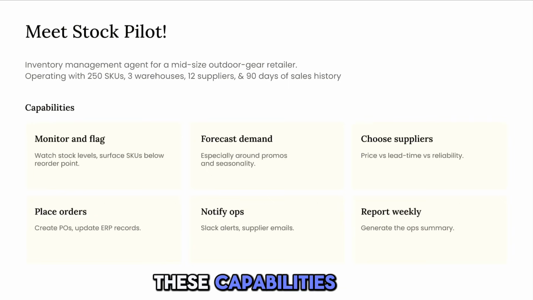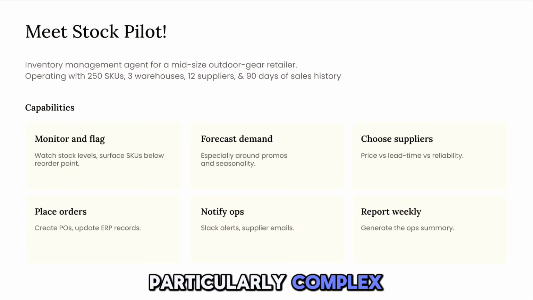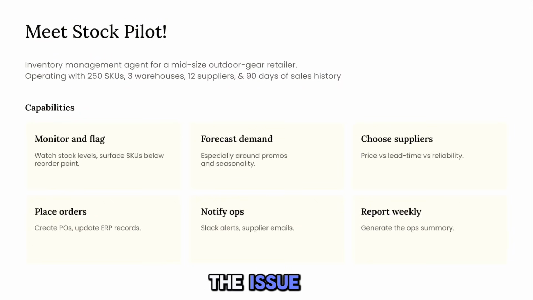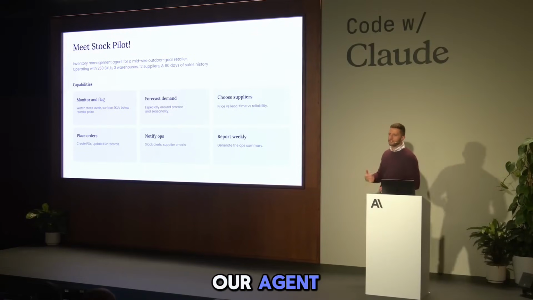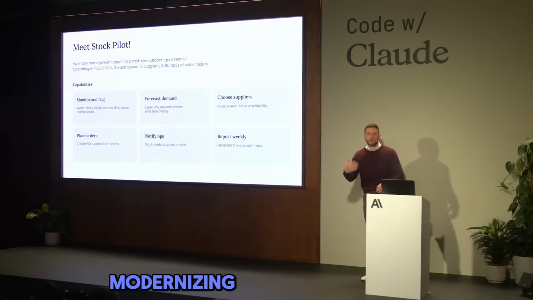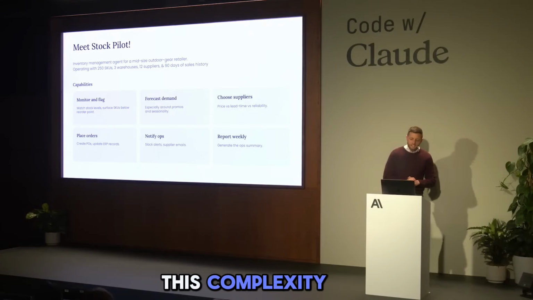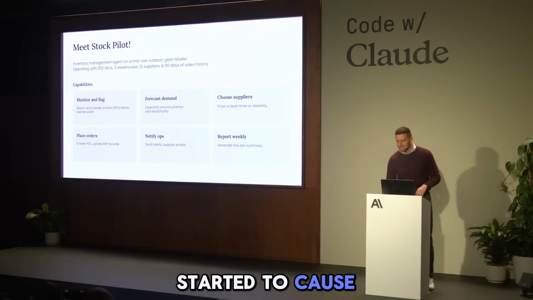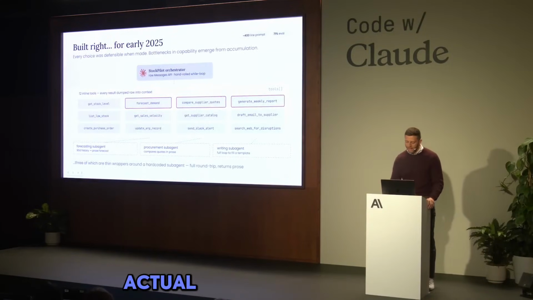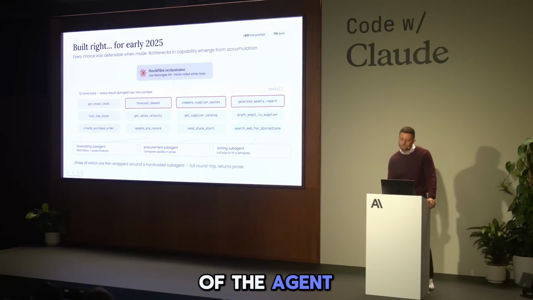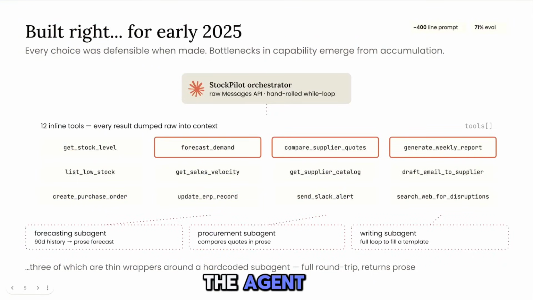Now, none of these capabilities are particularly complex on their own, but again, the issue is that we've essentially bolted capabilities onto our agent over time without modernizing our architecture. This complexity has started to cause some problems. Let's take a look at the actual architecture today of the agent. Folks, today the agent is facilitated by a single orchestrator. So you see the Stock Pilot orchestrator sitting at the top of the screen.